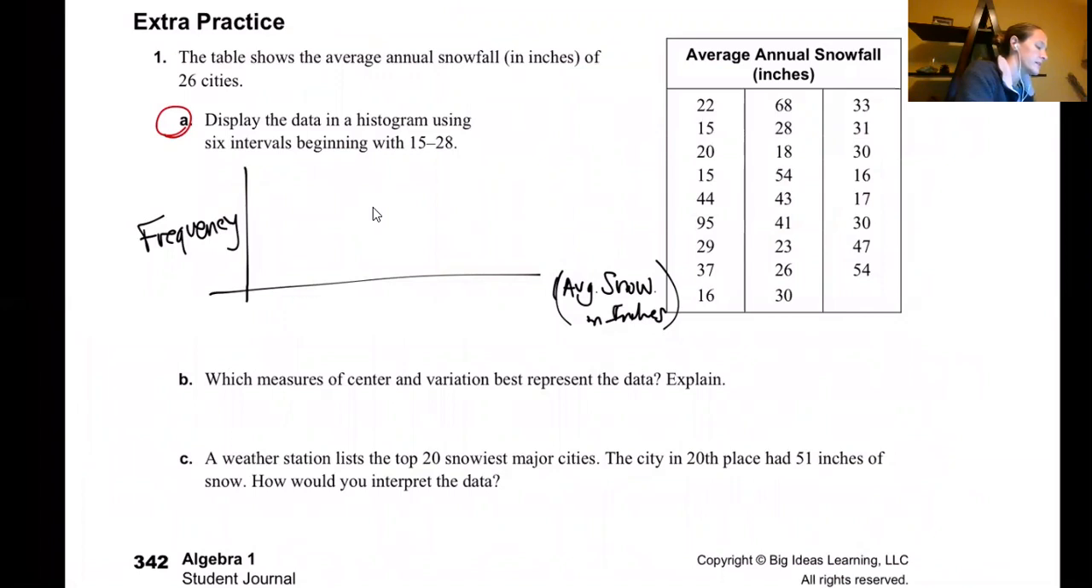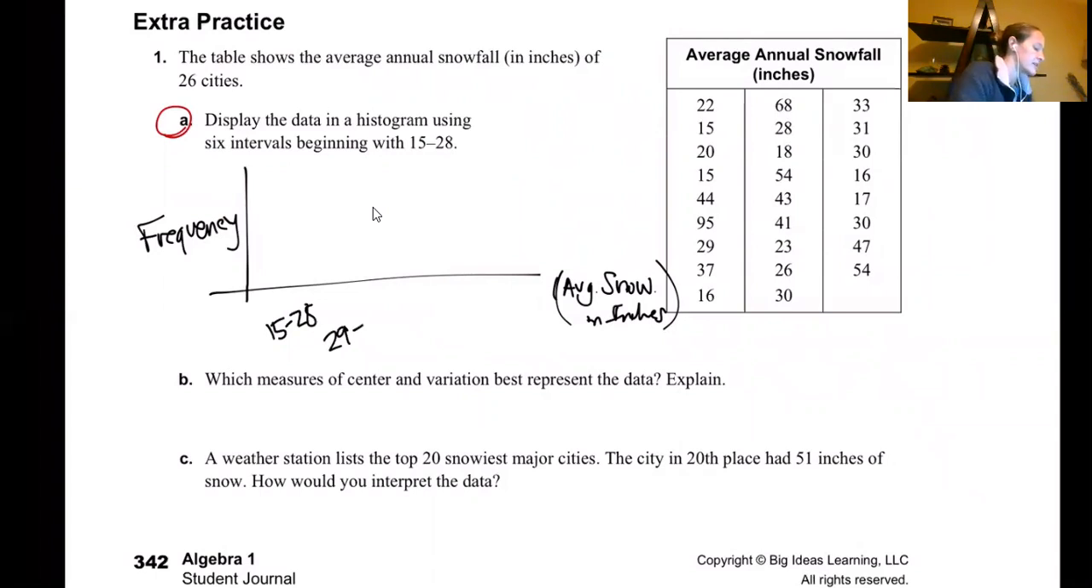And what the book did to organize this was to go ahead and say, okay, I have 15 to 28. Kind of have it off to the side, and we're going to have a bar that we're going to put there in just a second. Now, we need to display the data in a histogram using 6 intervals. I see the distance between 15 and 28 is 13, right? So if we were to continue that pattern, wouldn't the next data be 29, because I'm just going to the next number. And then I need to go ahead and add 13 to that.